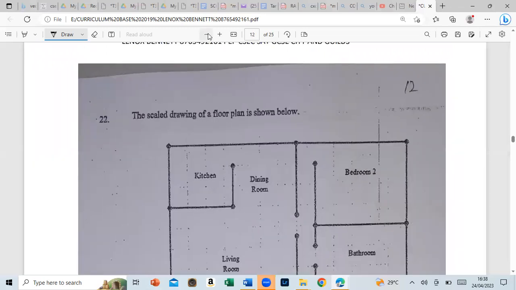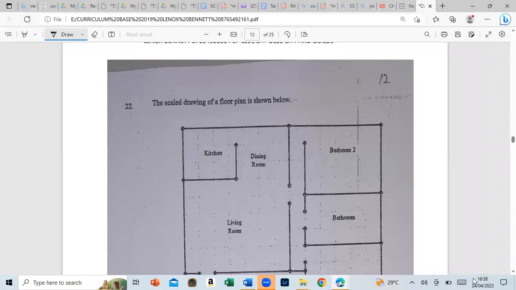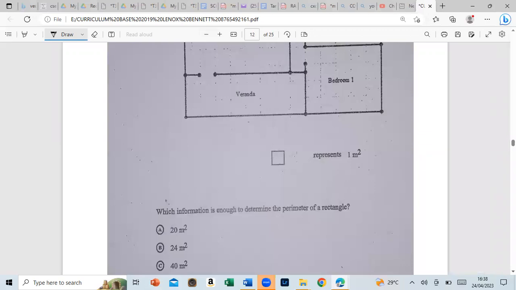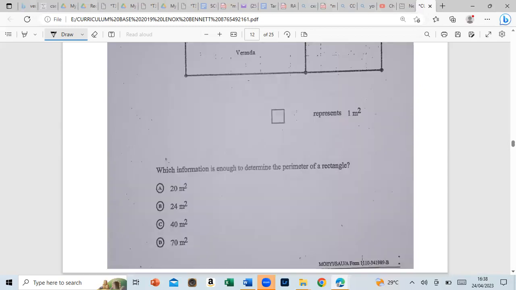The scale drawing of a floor plan is shown below. Kitchen, dining room, and so on. Which information is enough to determine the perimeter of the rectangle? Kind of awful questions.